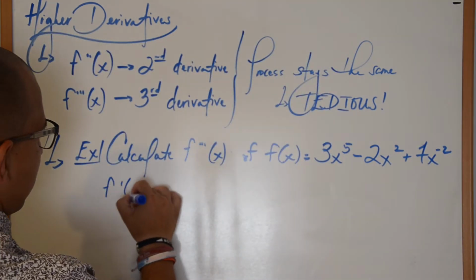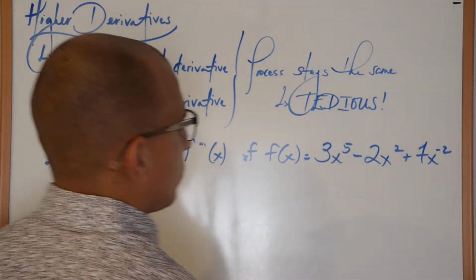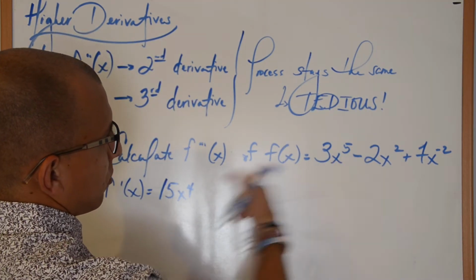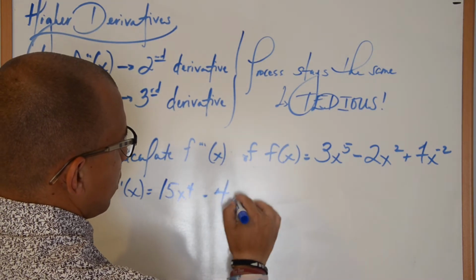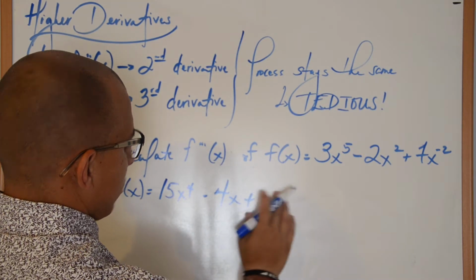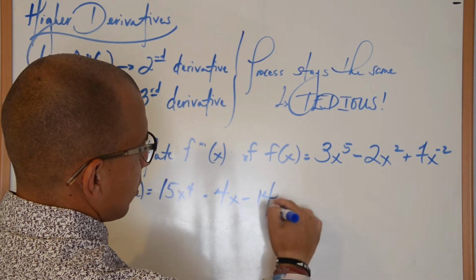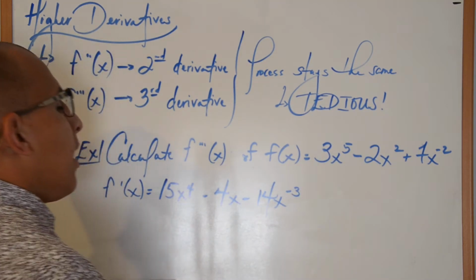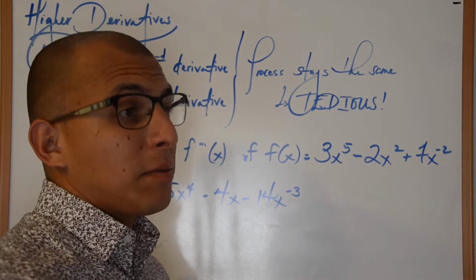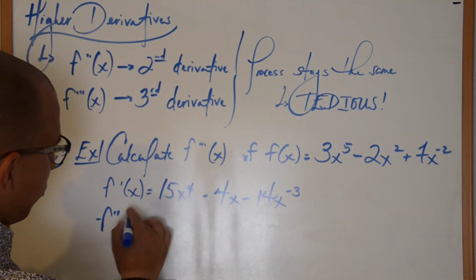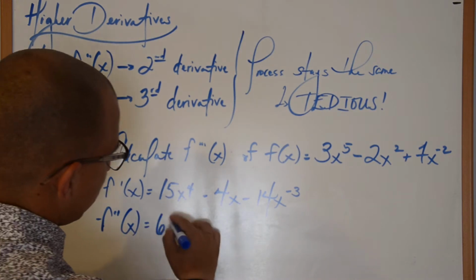f prime of x. We're going to use power rule across the board here. So 15x to the fourth, because 5 times 3 is 15, subtract 1, minus 4x plus, oops, that should be a minus. Just making sure you cats are awake. Okay. And since you're at home, maybe quick pause, see if you can calculate the rest of them, and then press resume once you have done so.